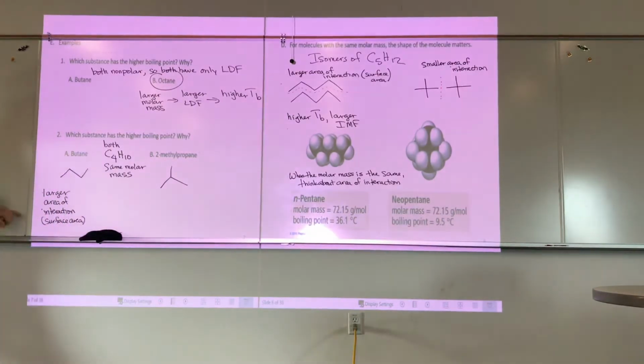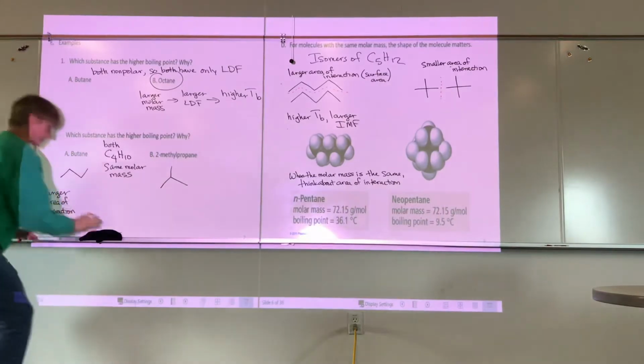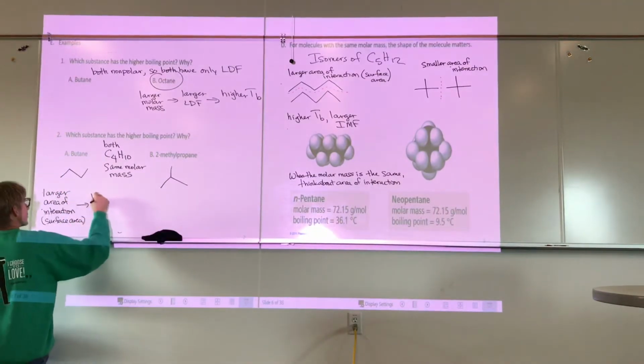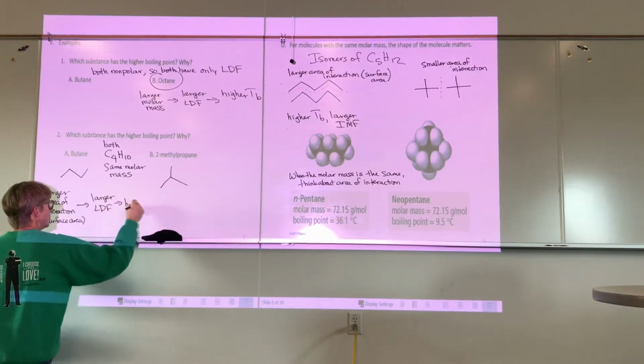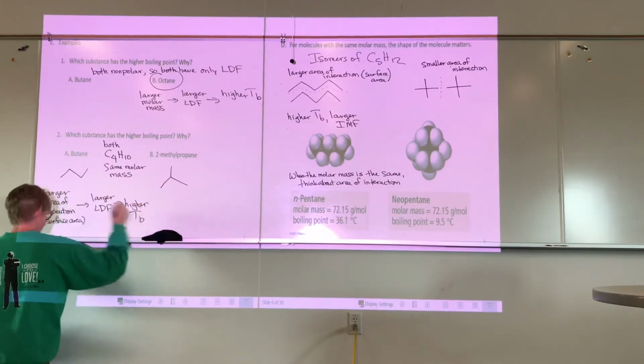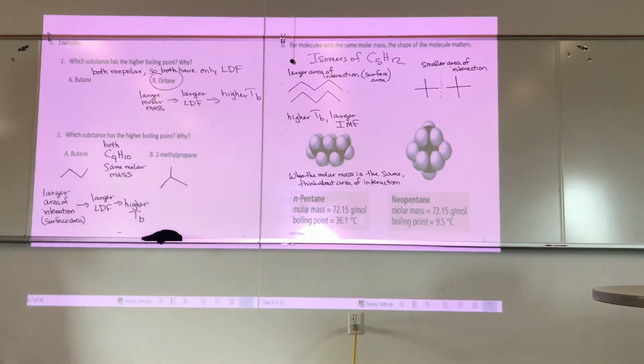Larger area of interaction or surface area, either term is fine with me. Larger LDF, higher TB. Okay. And this is just all the non-polar compounds, which tend to be a lot of organic type compounds, carbons, hydrogens. Good.